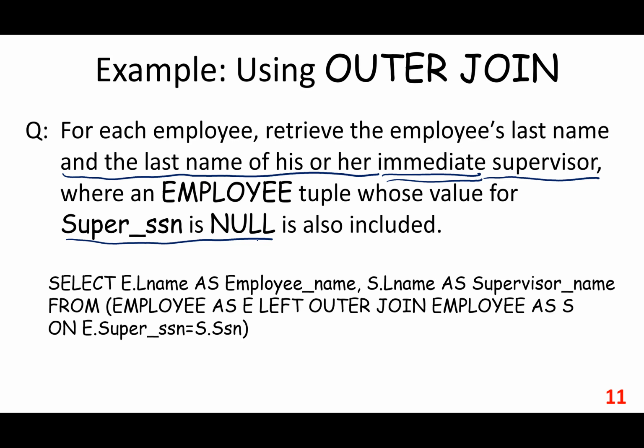All right. But this time, in the outer join, both tables are employee tables. Employee as E left outer join. That means for the left employee table, all the tuples should be in the query result. Then the supervisor copy is the right table, so not necessarily included. Because here it is the same table, two different copies of the same table.